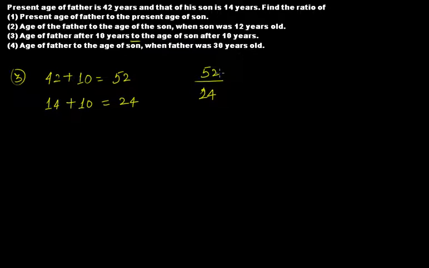52 to 24. Now if you have to simplify it in its simplest form, then find out the highest common factor. The highest common factor will be 4. Okay, and if you divide 52 by 4, you'll get 13. And if you divide 24 by 4, you'll get 6. Therefore the ratio is 13:6.